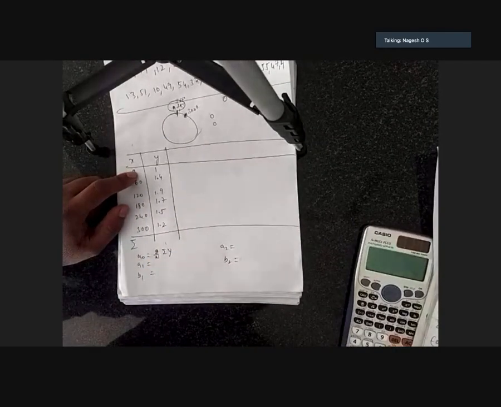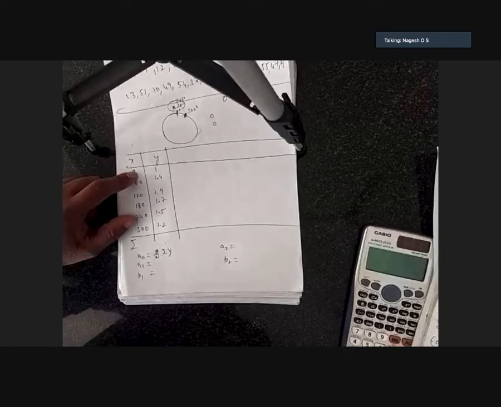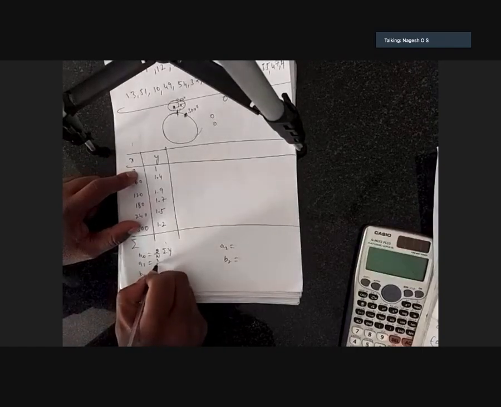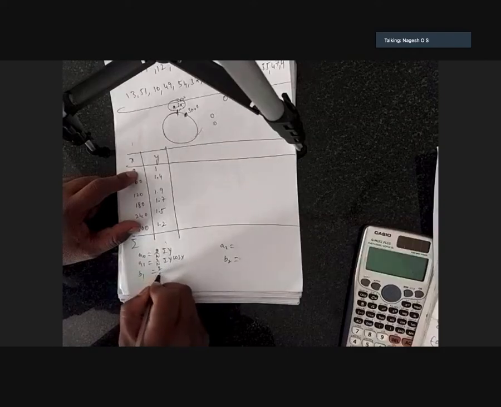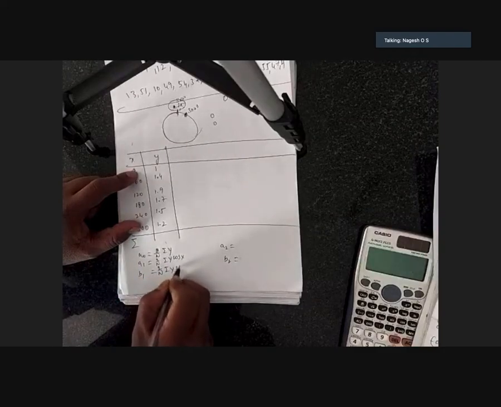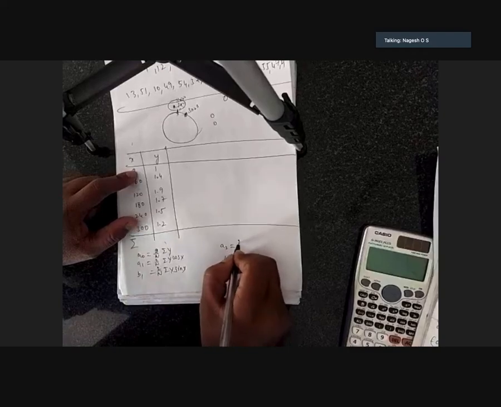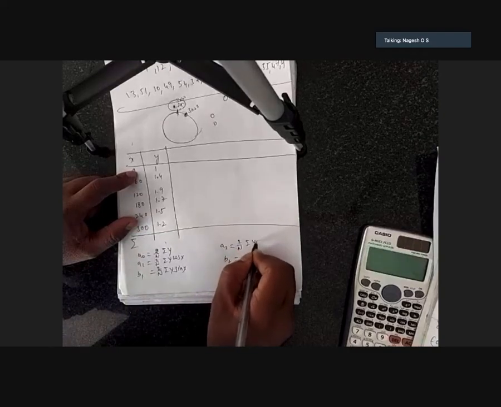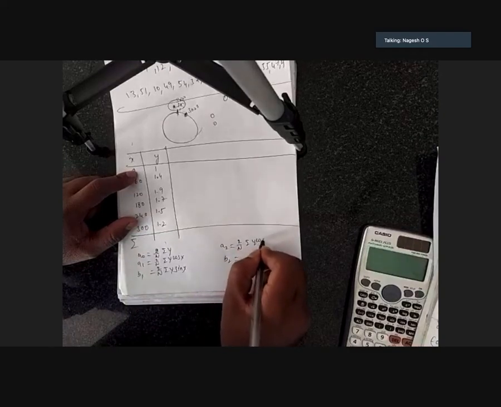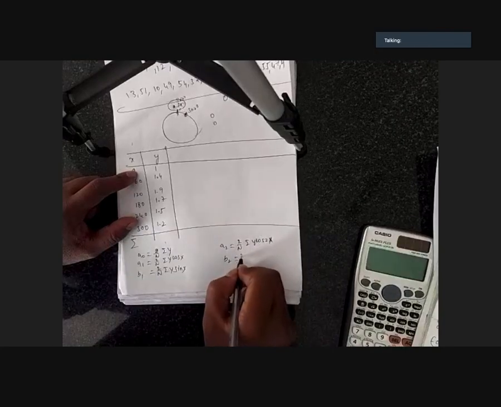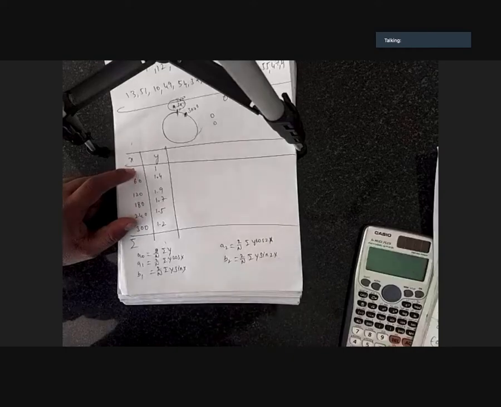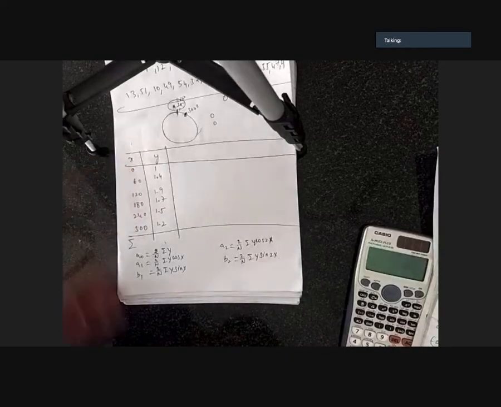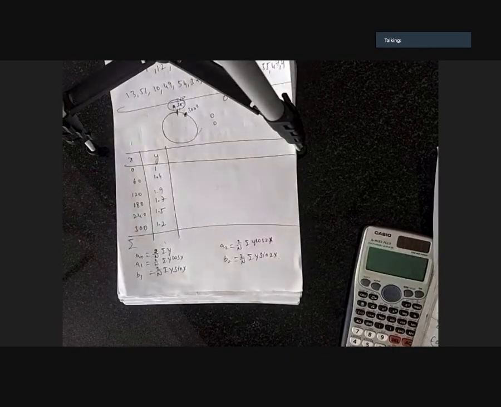This is A naught. Then A1 is 2 by n summation y cos x. B1 is 2 by n summation y sin x. A2 is 2 by n summation y cos 2x. B2 is 2 by n summation y sin 2x. Or maybe one more.